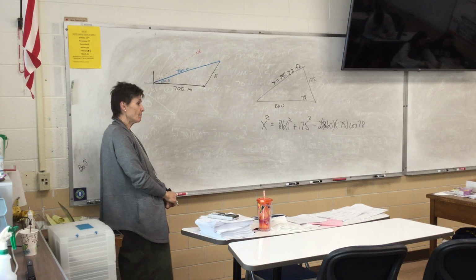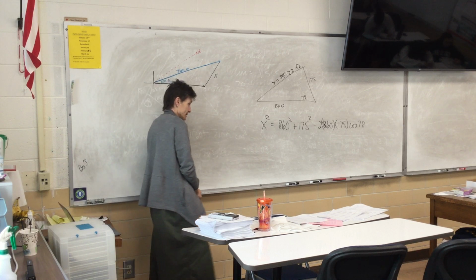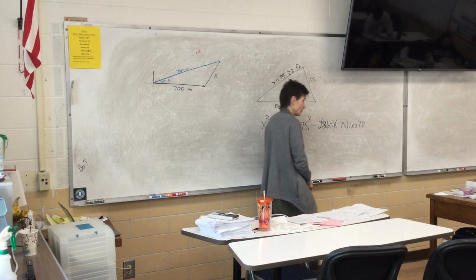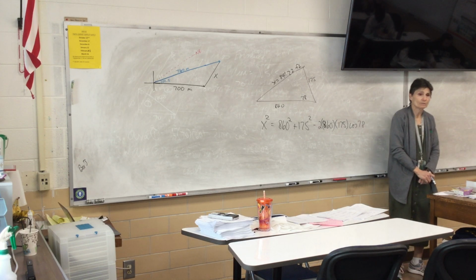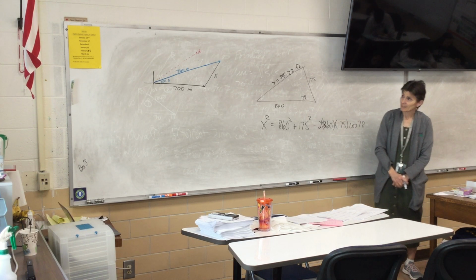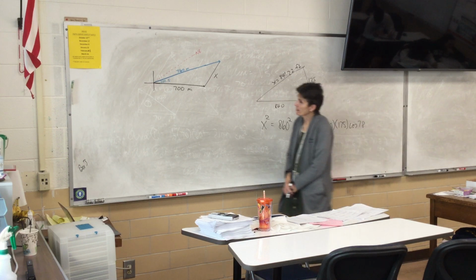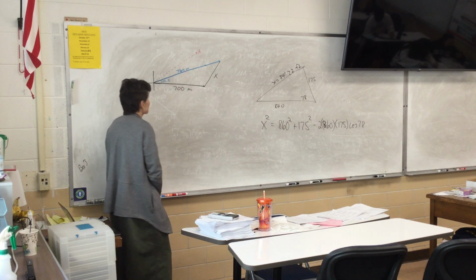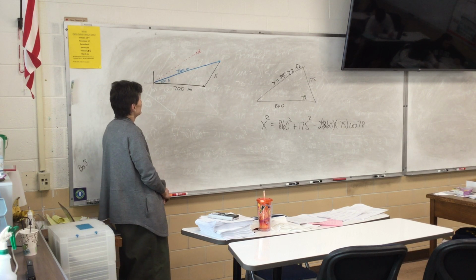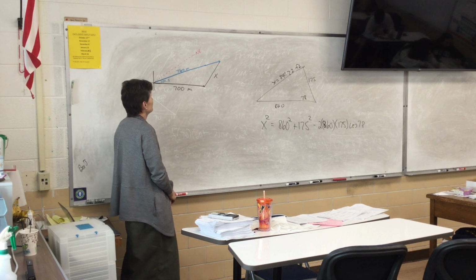Okay, go ahead and set it up. Like Sam and I were talking a minute ago, when you're finding a side of a triangle, you're going to use either law of sines or law of cosines. That's how we find sides of triangles. So figure out which one it is, and set it up.